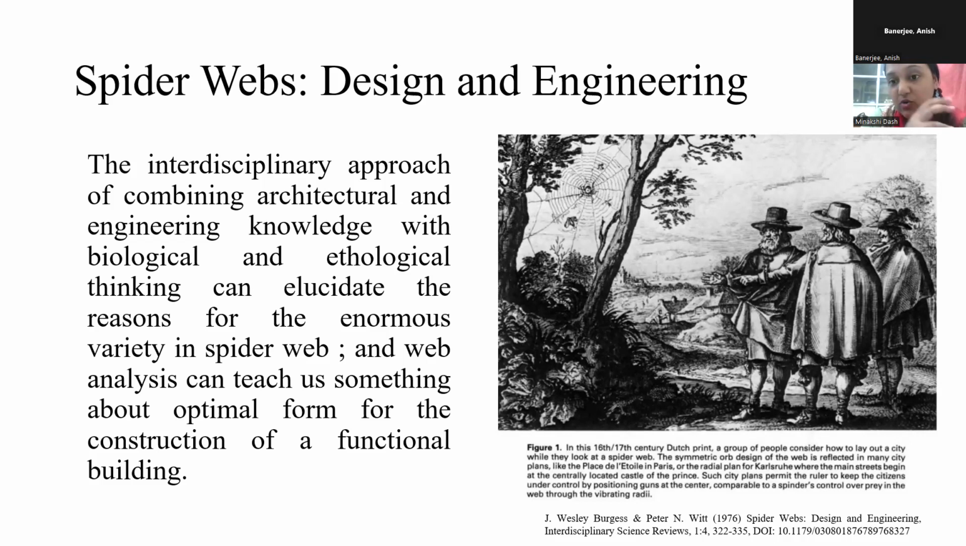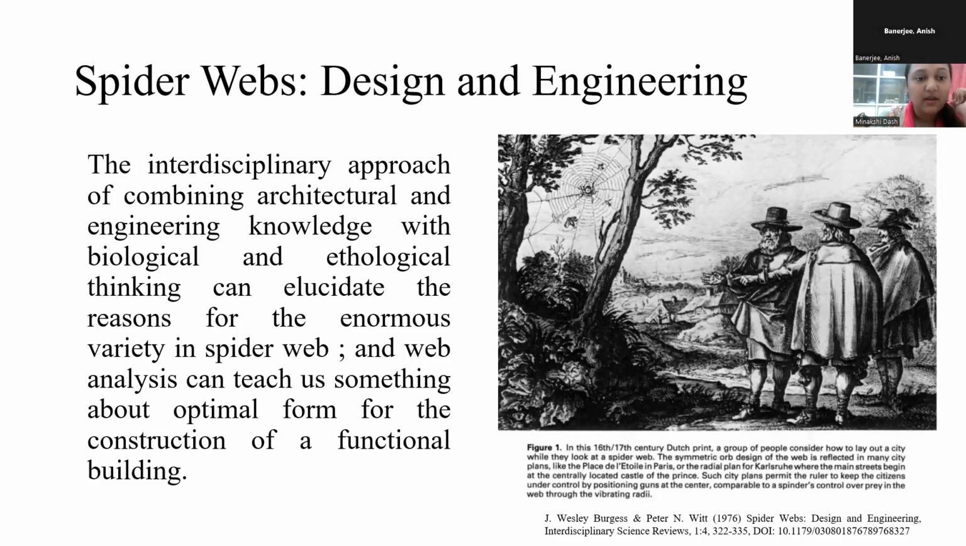So in a planar orb web, the spider will be sitting in the center portion. It will be looking over the whole orb web for the prey. If there is any vibration on any spirals or any radial silk, the spider will get to know. So these Parisians were using this kind of method to study how to construct their cities.